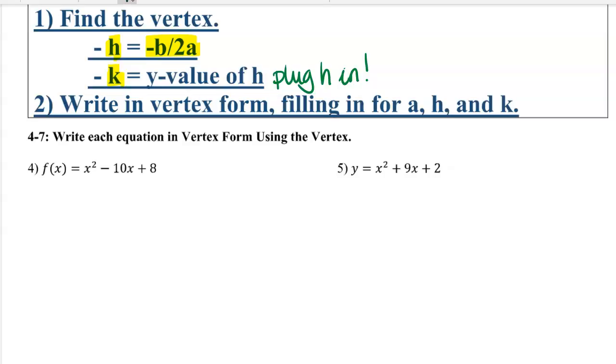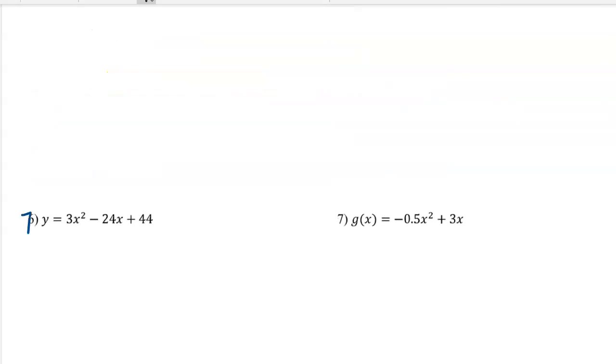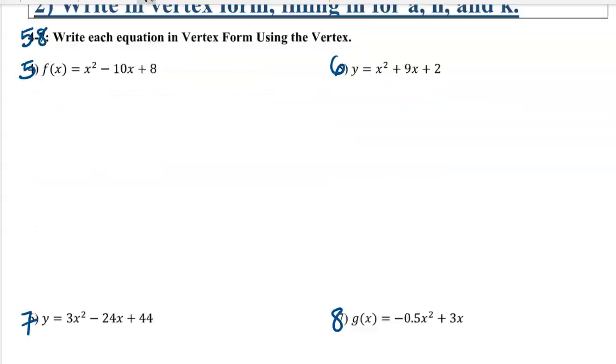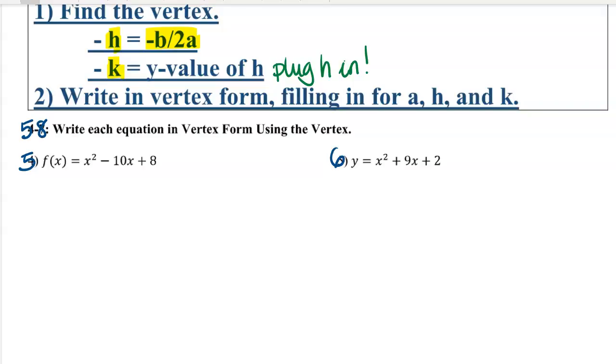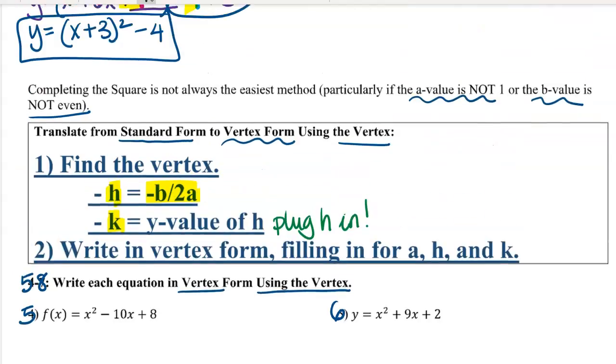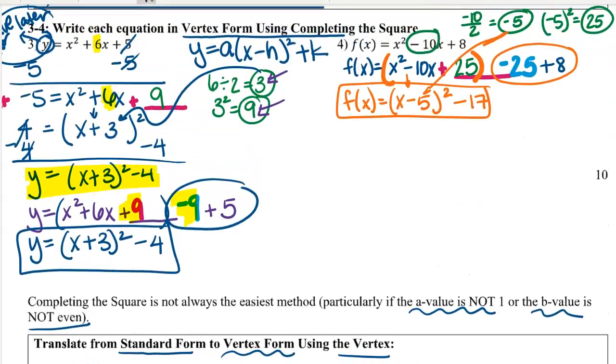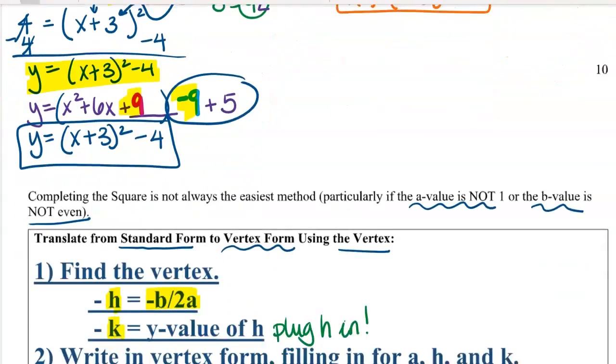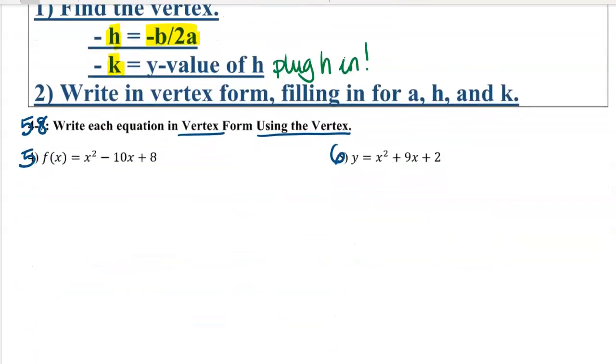So examples 4 to 7. Actually, can you guys fix this for me? We want to do 5 to 8 because 4 was already done above. So this is 5, 6, 7, and 8. Okay, so examples 5 to 8: write each equation in vertex form using the vertex. So guys, example 5 right here is exactly the same as example 4 above, in which we were using completing the square. Let's use the vertex way to see if we come up with the same exact answer.